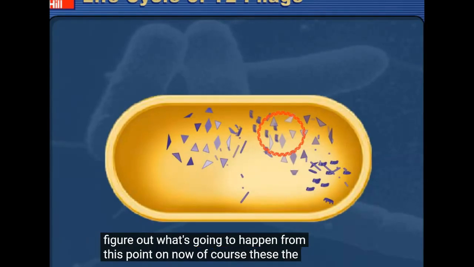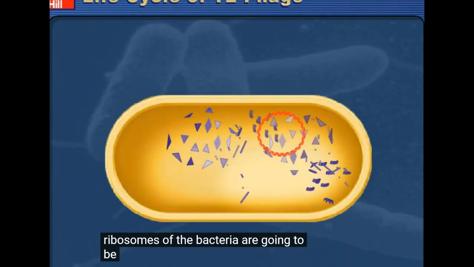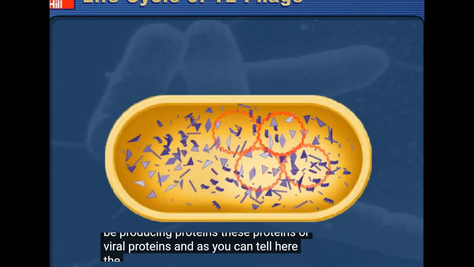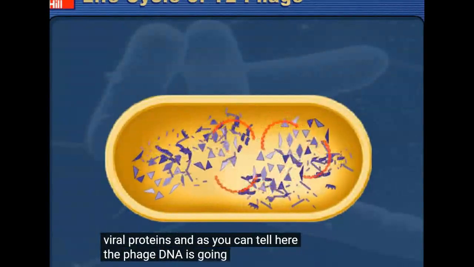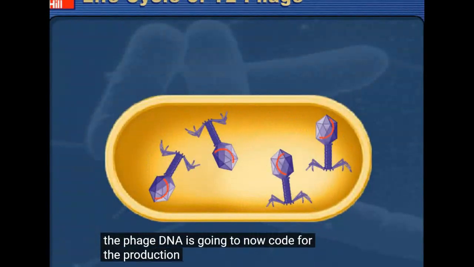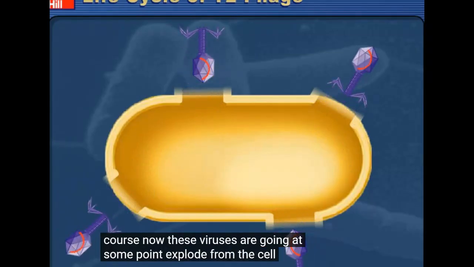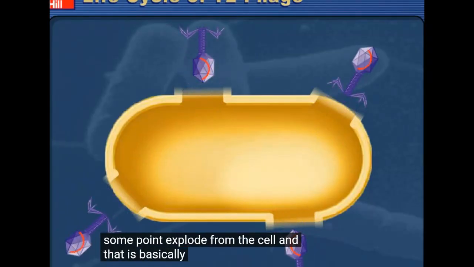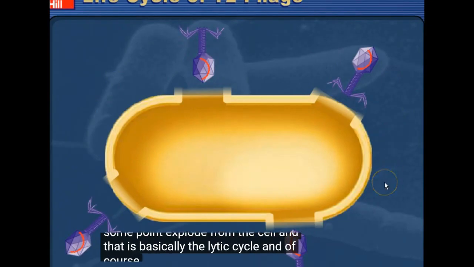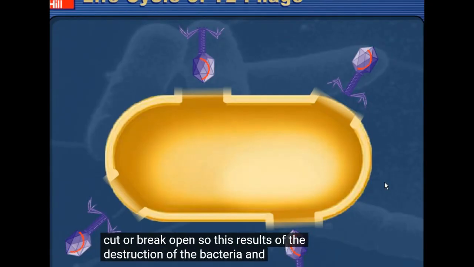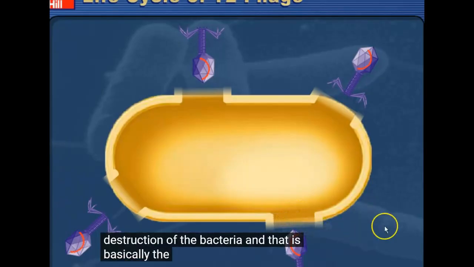Now, of course, the ribosomes of the bacteria are going to be producing proteins. These proteins are viral proteins. And as you can tell here, the phage DNA is now going to code for the production of more viruses. And of course, these viruses are going to at some point explode from the cell, and that is basically the lytic cycle. Lytic means to lyse, or to cut or break open. So this results in the destruction of the bacteria, and that is basically the lytic cycle.